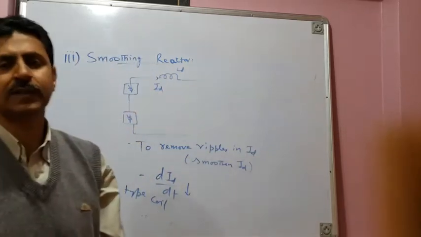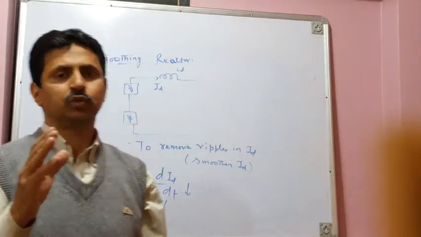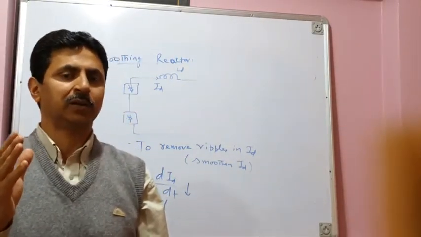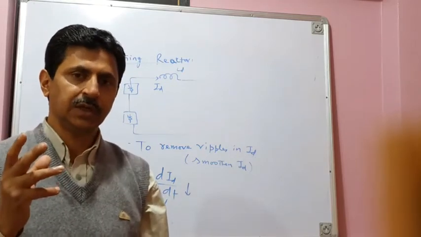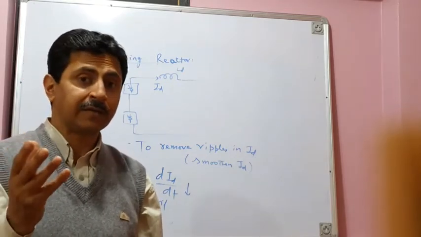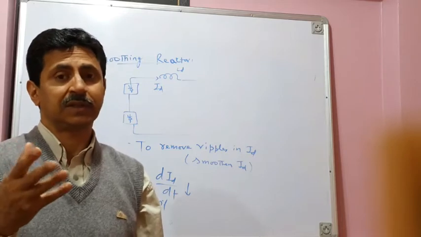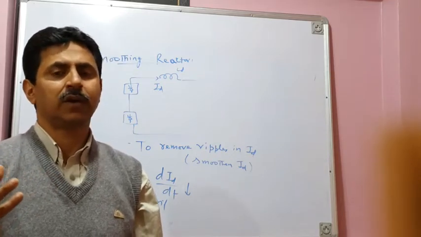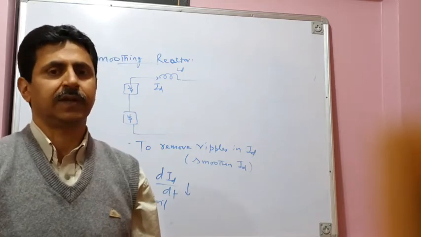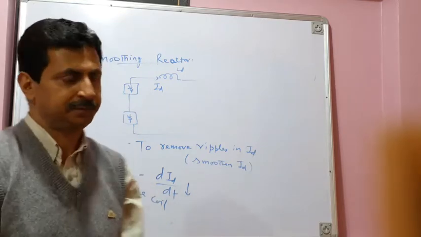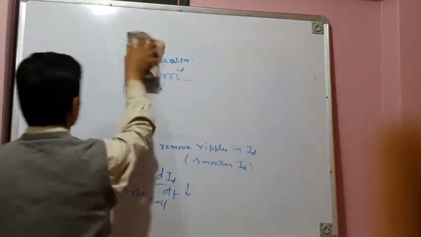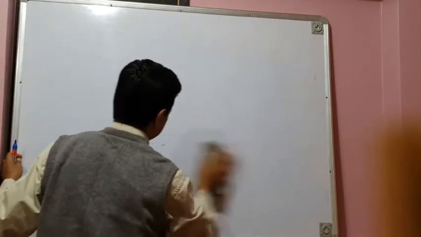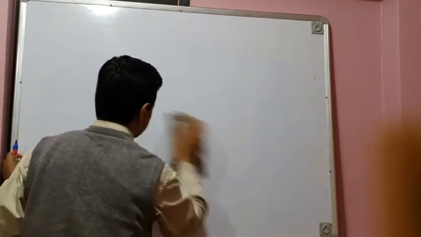And do you know what is the value of this smoothing reactor? It is not in microhenry or millihenry. It is in henries. It may be 1 Henry, 2 Henries, 3 Henries, or maybe more than that. Imagine a 2 Henry, 350 kilovolt reactor. It's a huge reactor. So that is the third part of your HVDC system, that is the smoothing reactor.